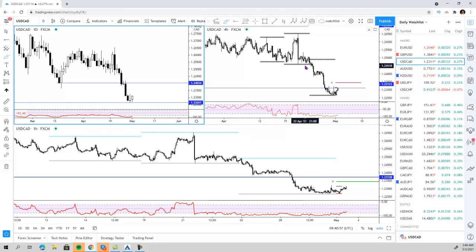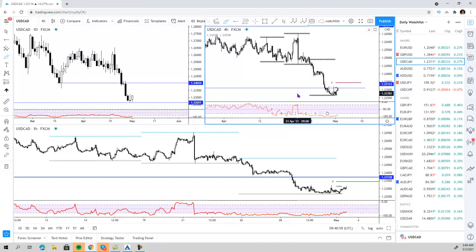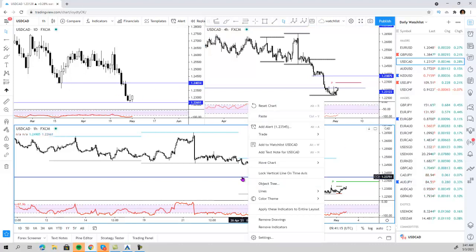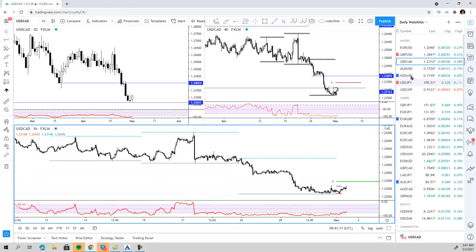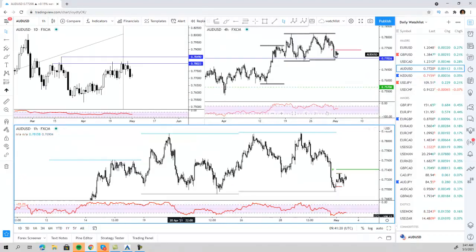So on the 4-hour chart, it should look a lot like this. A rally, and we're talking about from current prices, it's just a 75 pip rally for our next sell on the US dollar Canadian dollar.